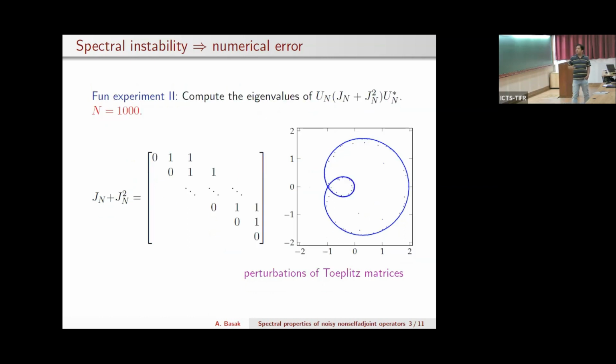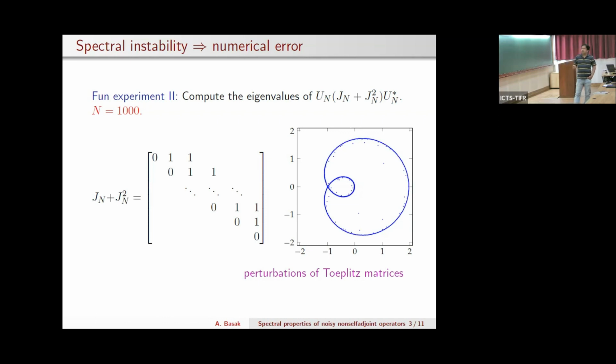Let me give you some more examples. If you take this Jn plus Jn square, meaning that you put a bunch of ones in the second super diagonal, then you get this shape which is called Limaçon. So all the eigenvalues of this matrix, Un times Jn plus Jn square times Un star, so we're basically conjugating the matrix that you start with, are pushed towards this shape called Limaçon.